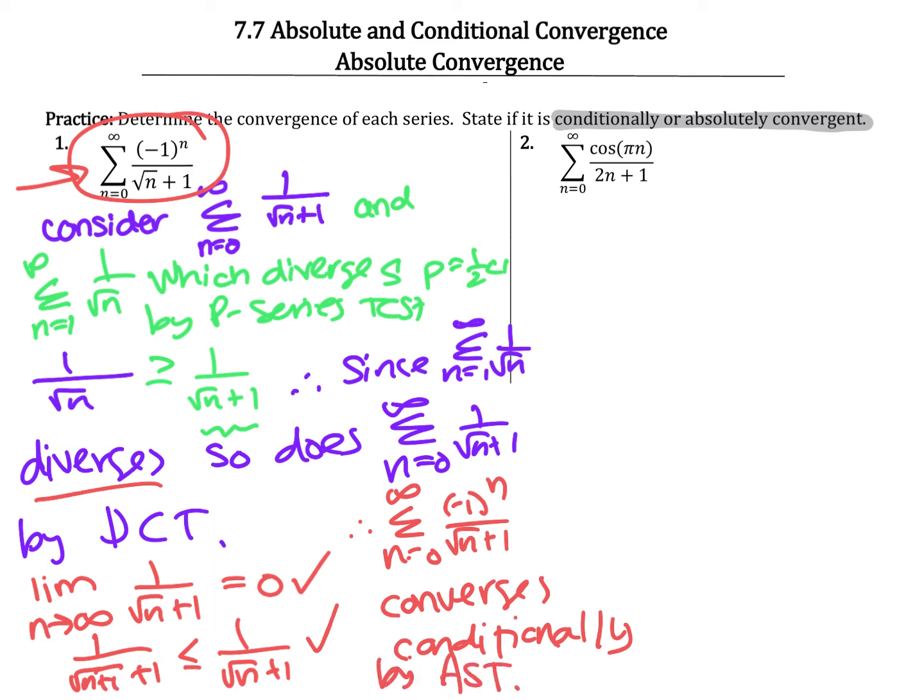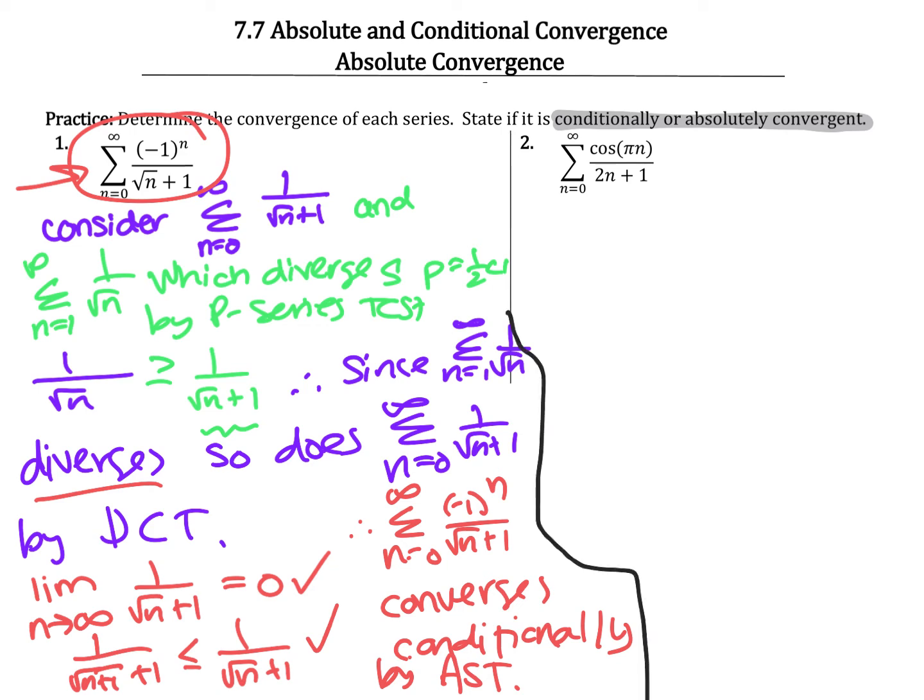So again, my recommendation, first check to see if it converges when all of the terms are positive. Because if it converges when all of the terms are positive, it converges absolutely, and you don't have to check the alternating series. If it doesn't converge when all the terms are positive, just like we saw here, then you're going to have to go ahead and check the alternating series test to see if it converges conditionally. Let's go ahead and look at number 2.